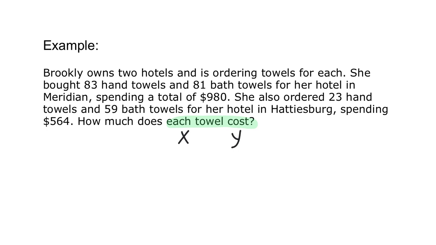So we'll let x be hand towels, and we'll let y be bath towels, so we can keep that straight. When I look at this, I see that it naturally breaks down into one statement about what she spent at her Meridian hotel and one statement about what she spent at her Hattiesburg hotel. So I'm going to write one equation for the Meridian one because I have a total for that, and one equation for her Hattiesburg one because I have a total for that.